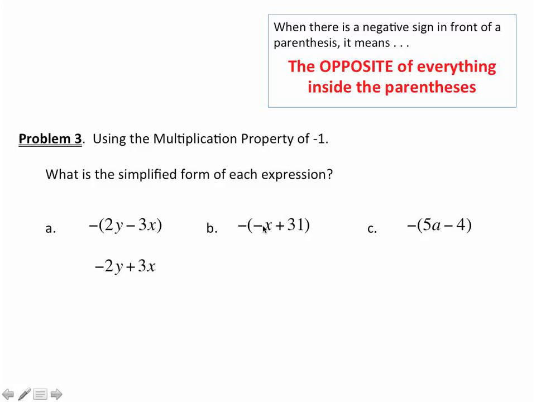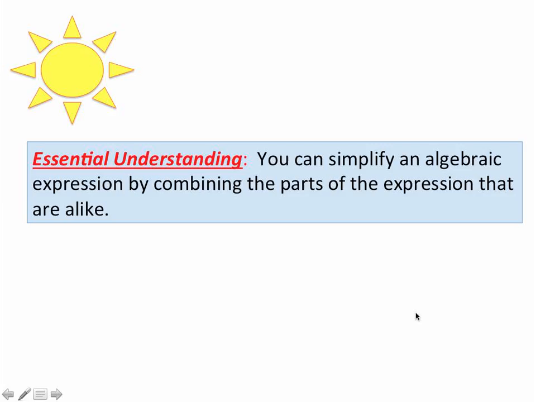Here I got to give away the negative sign to both. I'm taking the opposite of this. Well, the opposite of negative x is positive x. The opposite of positive 31 is negative 31. So real simple. The opposite of 5a is negative 5a, and the opposite of negative 4 is positive 4. So negative 5a plus 4.